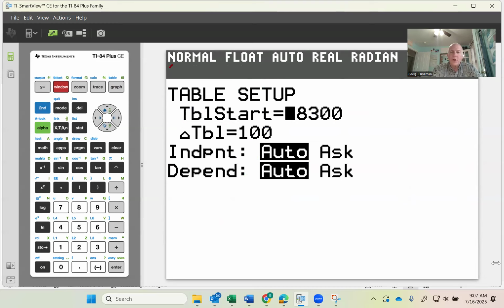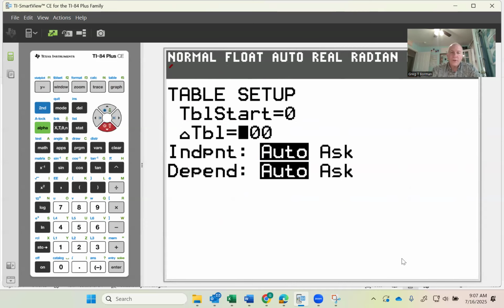Let me think here. Okay, so what if the vertical asymptote is y equals 0? So we want to, or I'm sorry, x equals 0. So we want to get close to 0 on the x-axis.